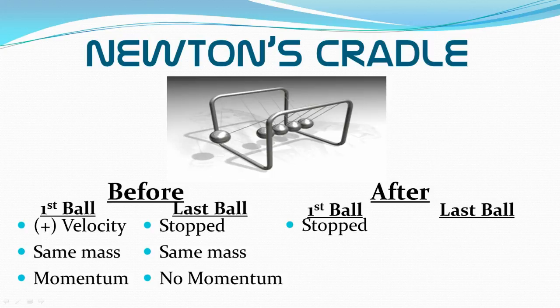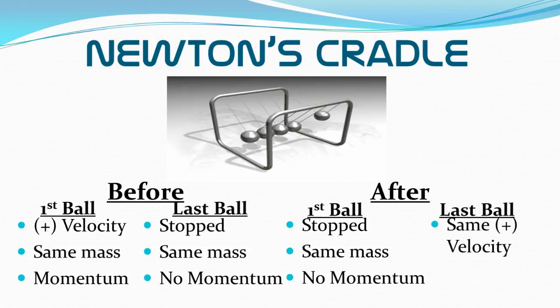After the transfer of momentum, the first ball stops. It has the same mass, but now it has no momentum after. The last ball is now moving with the same velocity. That velocity got transferred via momentum. Because the last ball is the same mass, it can also have the same velocity because it has the same momentum before and after.